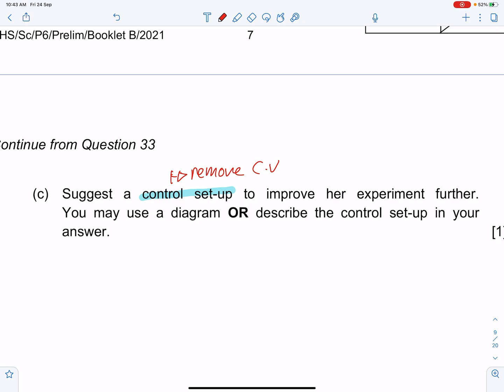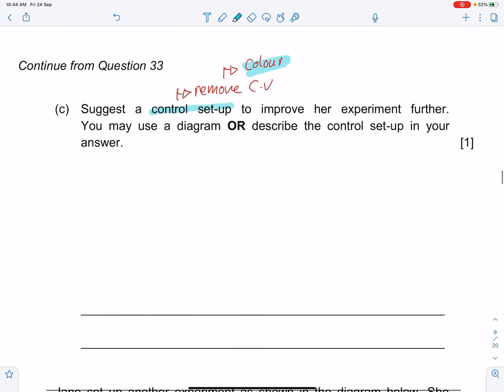Huh? No, the change variable is not that one has light and one doesn't have light. The change variable was the color of the light. Correct or not? The color, people, not whether or not the light was present. You realize? So it is the color of the light. So you have to tell me to use white light instead.